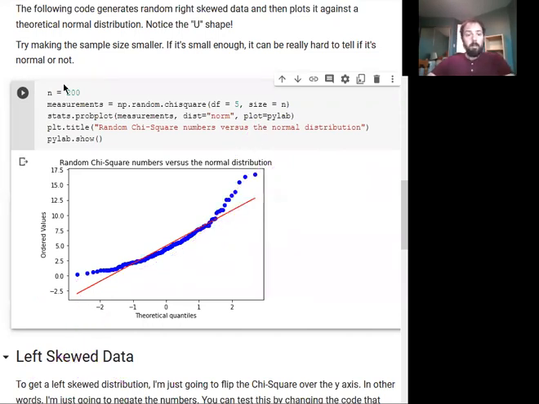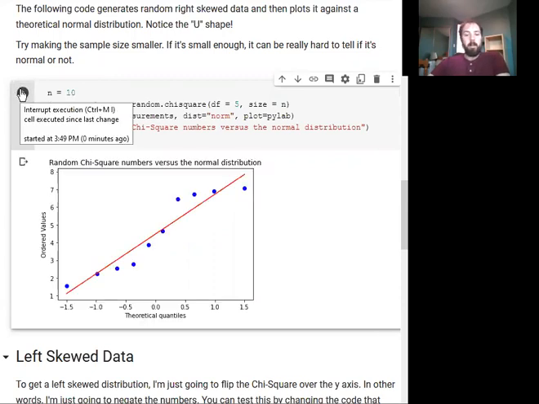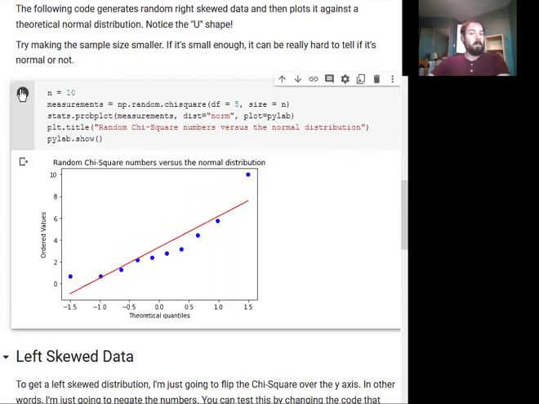And if I do n equals 10 and run this code a couple of times, you're not going to be able to tell this from a normal distribution. You don't have enough data to really tell. Even this, it looks very much like that curve that shows a right skewed distribution, but it's really hard to tell.